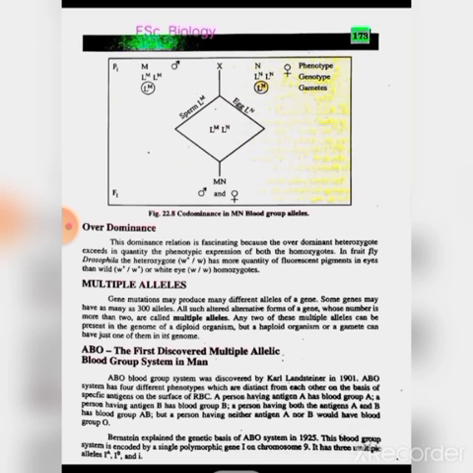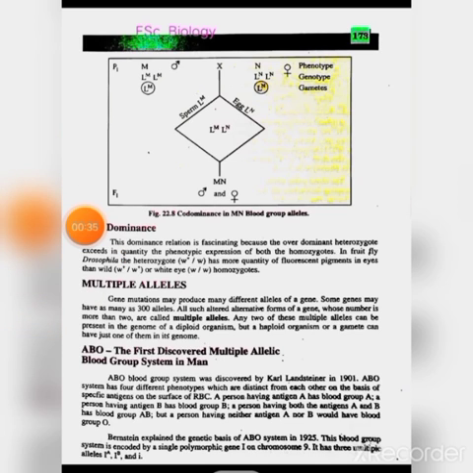The ABO blood system has 4 different phenotypes. These groups are different from each other on the basis of antigen. Antigens are present on the surface of RBCs. Bernstein explained the genetic basis of the ABO system in 1925. This blood group system is encoded by a single polymorphic gene I on chromosome number 9. It has 3 multiple alleles: IA, IB, and i.